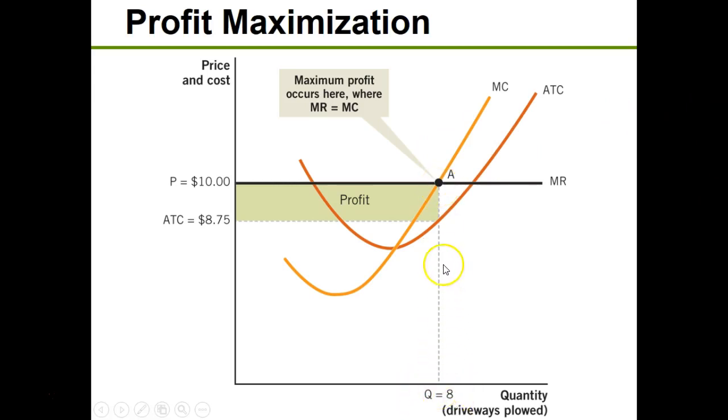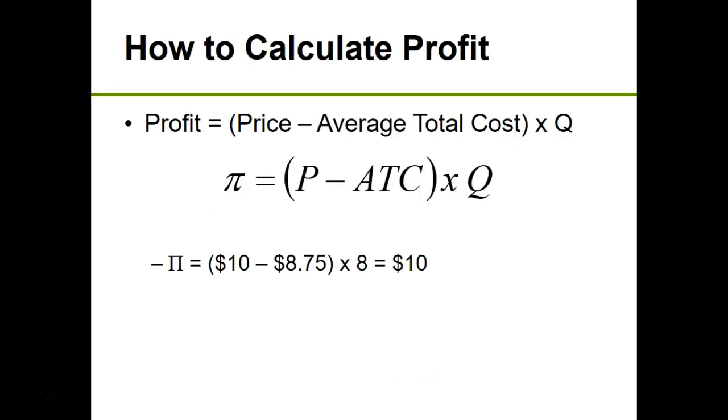We take that profit maximizing quantity, we go back up to the average total cost curve, and that gives us the profit maximizing average total cost. So profit maximizing price minus profit maximizing average total cost, times profit maximizing quantity, gives us profit maximization. And in this particular example, profit maximization occurs at $10.